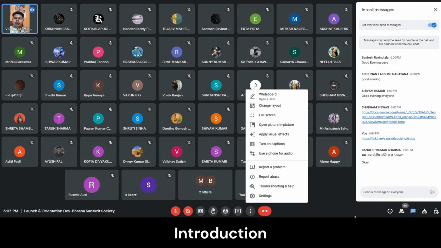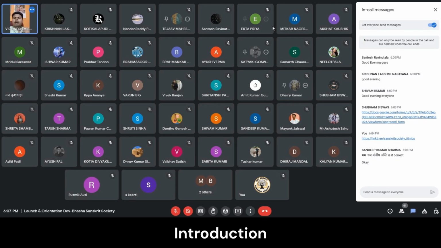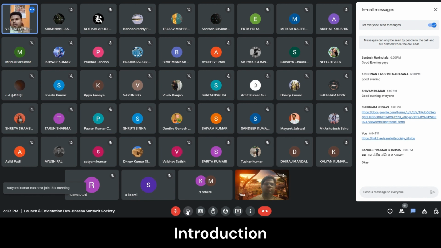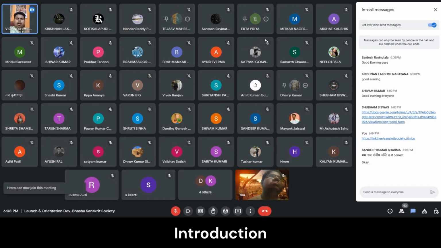IAST stands for International Alphabet of Sanskrit Transliteration. You might have seen there is A, B, C written in English, and there's a bar over it, like A with a dash over it. It is written just to fit the sounds of Indian languages into the Roman script. We'll elaborate upon it. Even if you did not understand this, it is okay.